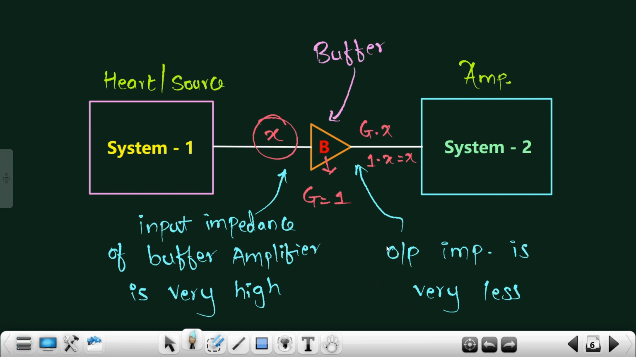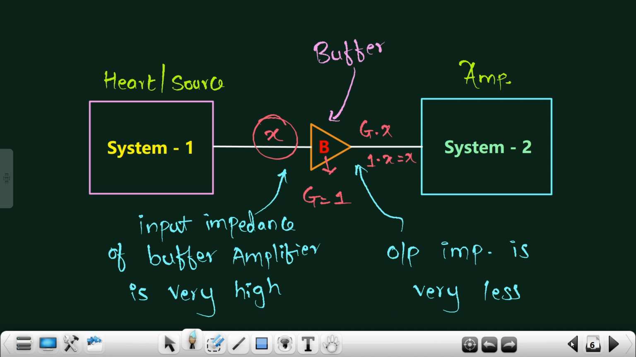Don't worry about this particular part. We are going to analyze this concept of impedance, that is input and output impedance of buffer amplifier, in depth when we analyze this buffer amplifier by taking certain circuits, right? So don't worry about that. But I really hope that you understood this concept of buffer amplifier. At least you got a basic idea.